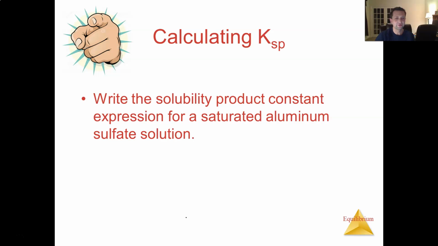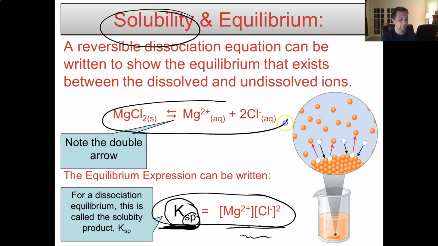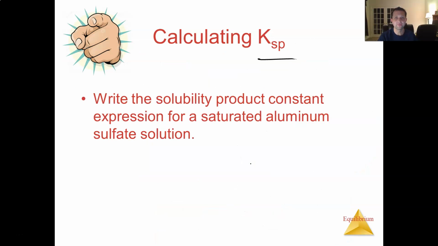So, your turn. Write the solubility product constant, the Ksp, for a saturated aluminum sulfate solution. What you want to do is write an equation similar to this, and then you can clean it up a little bit. Write an equation similar to this, and then simply write your Ksp expression that matches that. I'll give you a second to do it, and then we'll check it.